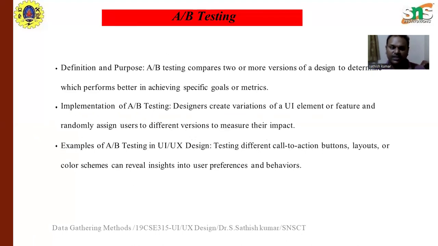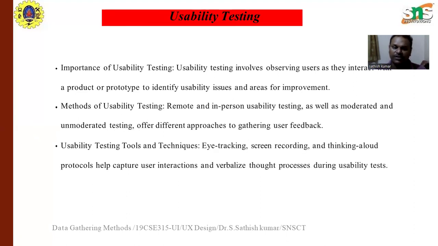So A/B testing, the definition and purpose. A/B testing compares two or more versions of a design to determine which performs better in achieving specific goals or metrics. In implementation, the designers create variations of UI elements or features and randomly assign users to different versions to measure their impact. For example, testing different call-to-action buttons, layouts, or color schemes can reveal insights into user preferences and behaviors.